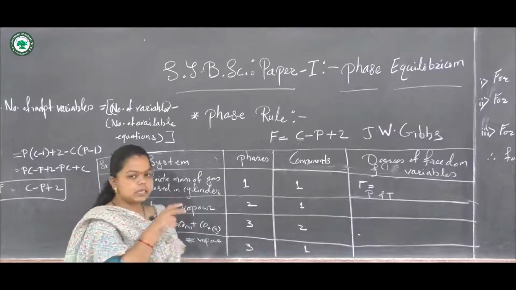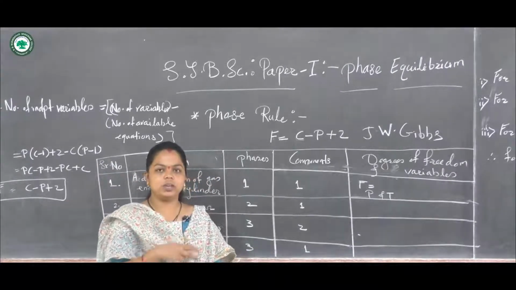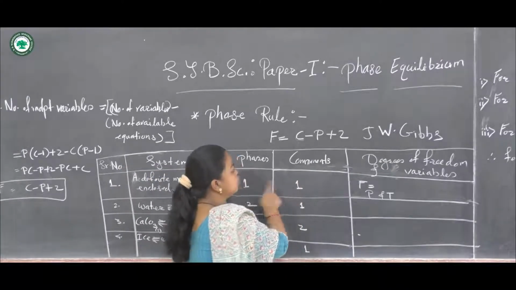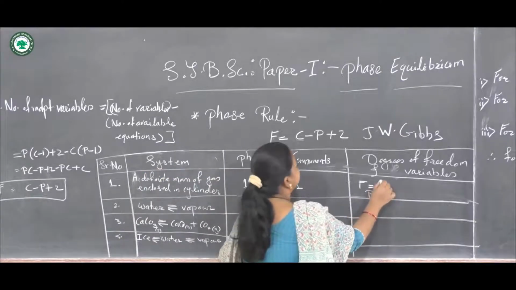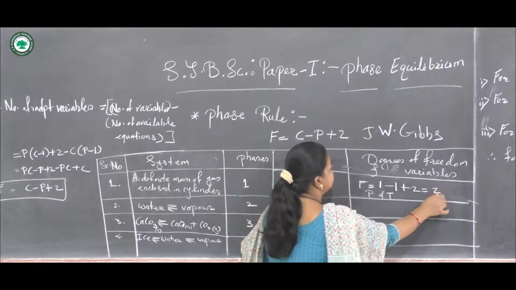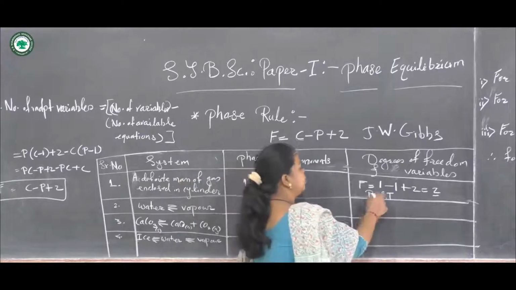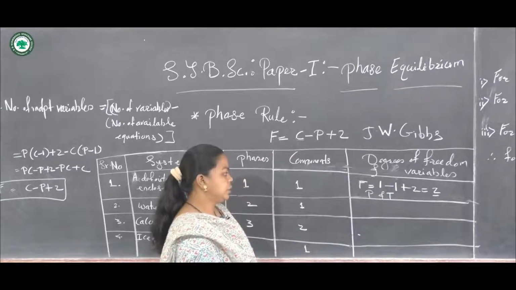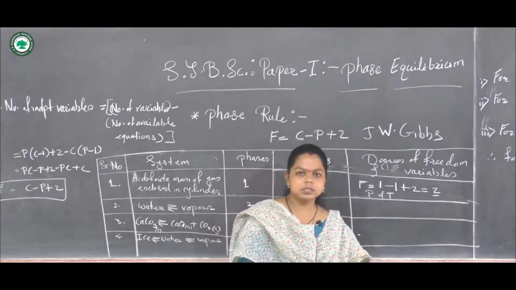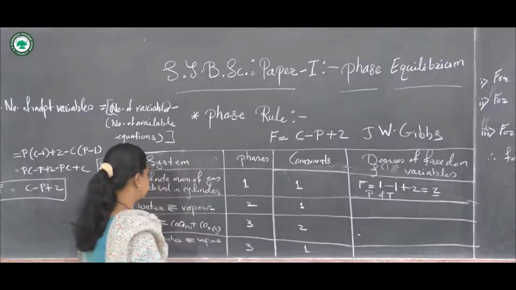Now only gas is present, so it is a gaseous system and only one phase is present. So P is 1. If we put this value in the formula, we get 1 minus 1 plus 2 equals 2. The independent variables for the system are the pressure and the temperature. So we get 2 degrees of freedom, and such a system is called a bivariant system.